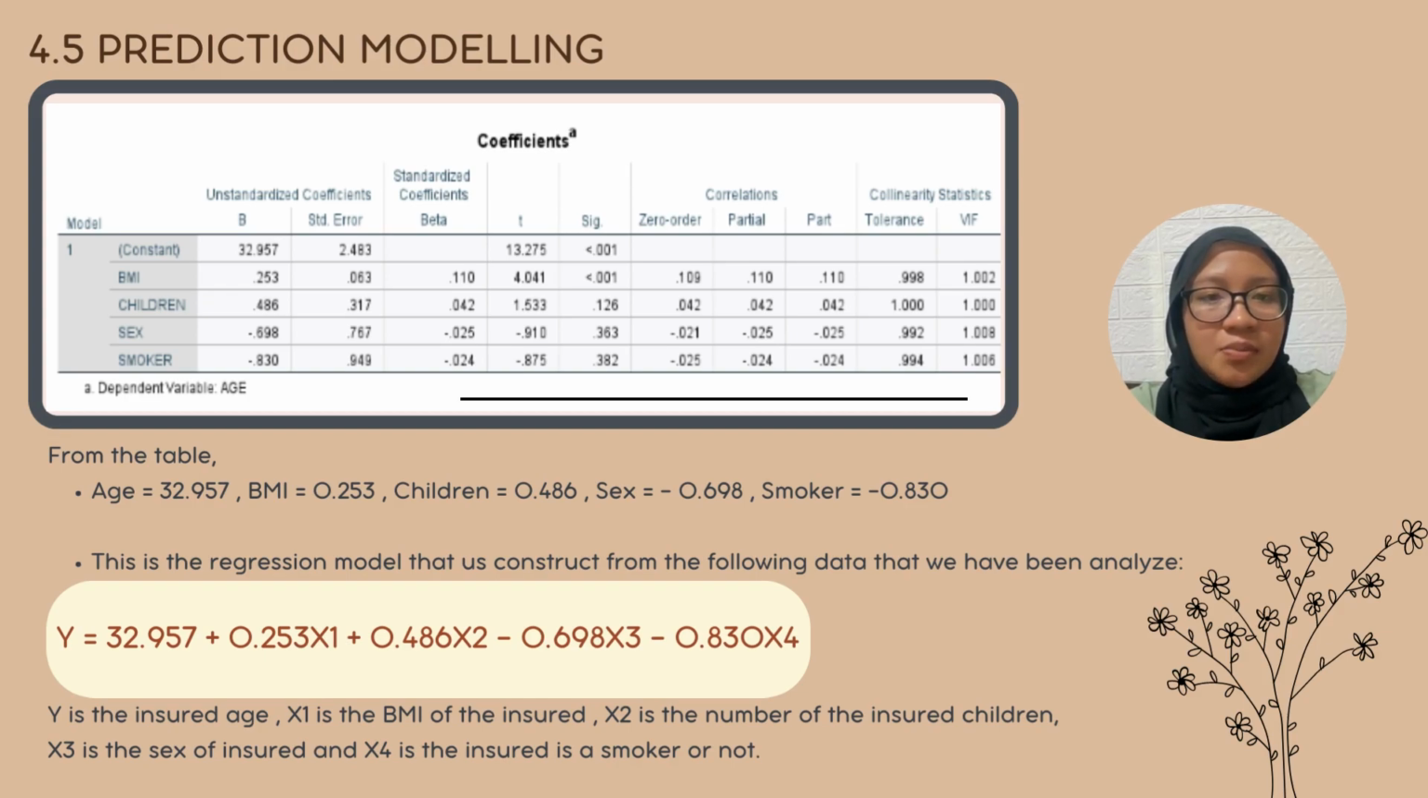Furthermore, from the table, it can be concluded that for every unit of BMI increase, age increases by 0.253. For every unit of children increase, age increases by 0.486. For every unit of sex increase, age decreases by 0.698. And for every unit of smoker increase, age decreases by 0.830. This is the regression model that is constructed from the data that we have analyzed.